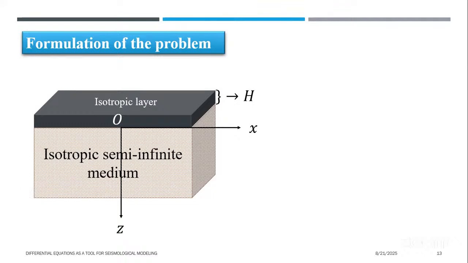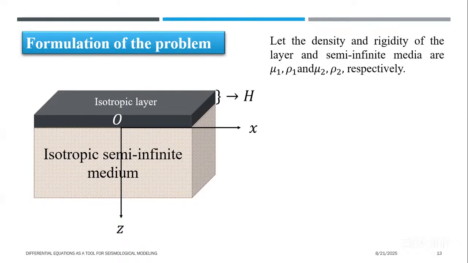So because of this, now let's move ahead to model the problem. We have to introduce some coordinate frame of reference to start our modeling, so as to connect it with coordinate geometry, and further with the differential equations. So we have to assume something. Let the rigidity and density be mu1 and ρ1 for the layer, and mu2 and ρ2 for the semi-infinite medium. Then the thickness of the layer is assumed as h.